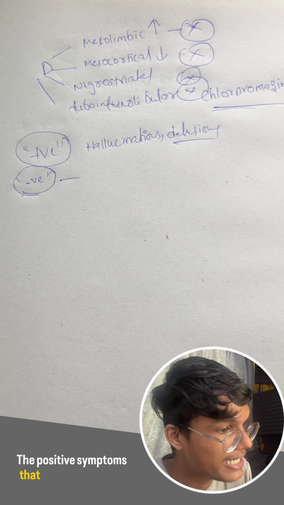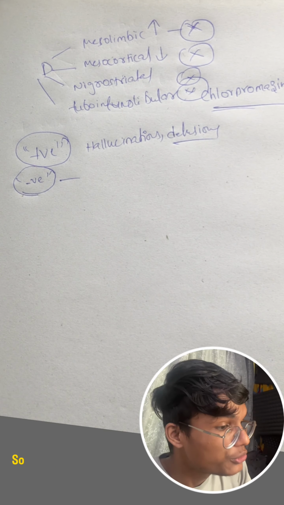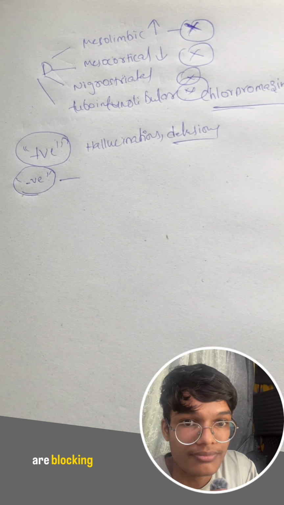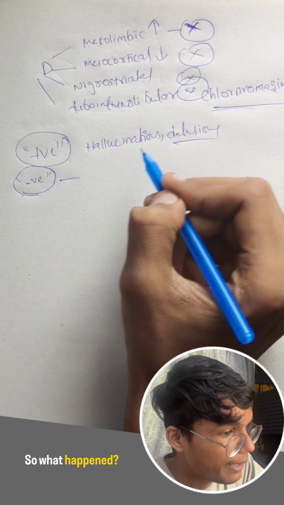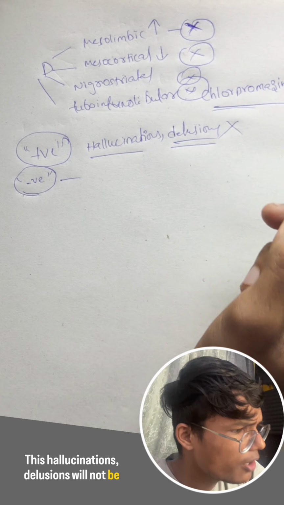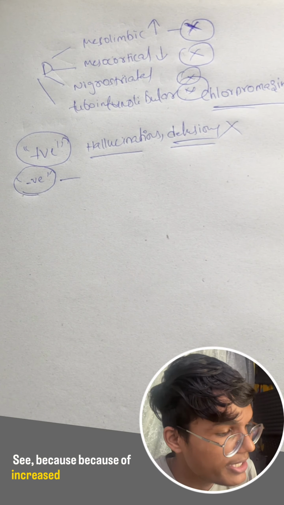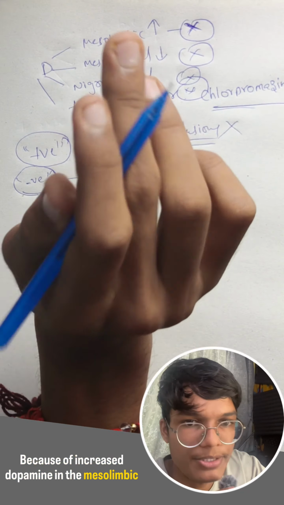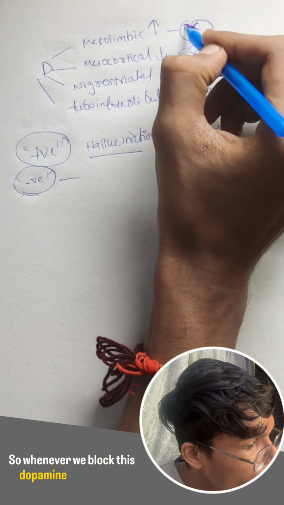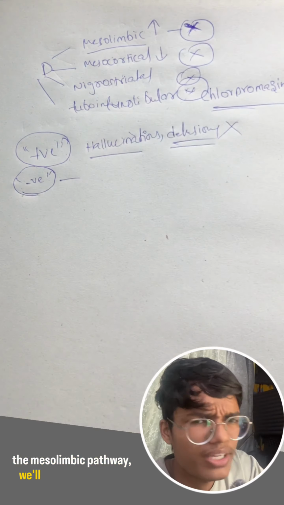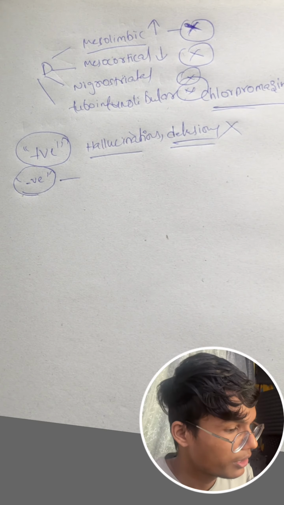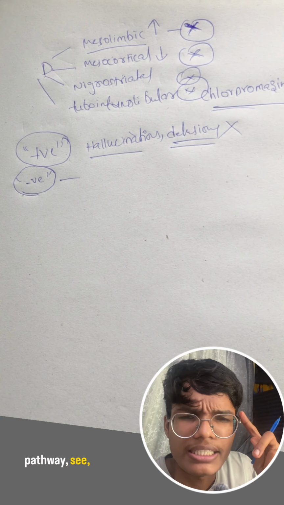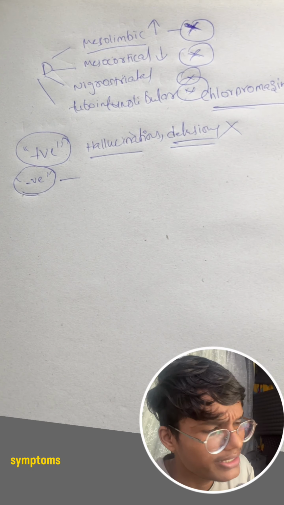The positive symptoms, that is hallucinations and delusions, are happening, right? So by giving chlorpromazine we are blocking the increased dopamine effect. So hallucinations and delusions will not happen. Because of increased dopamine in the mesolimbic pathway only, these hallucinations and delusions are happening. So whenever we block this dopamine receptor in the mesolimbic pathway, we cure the positive symptoms.